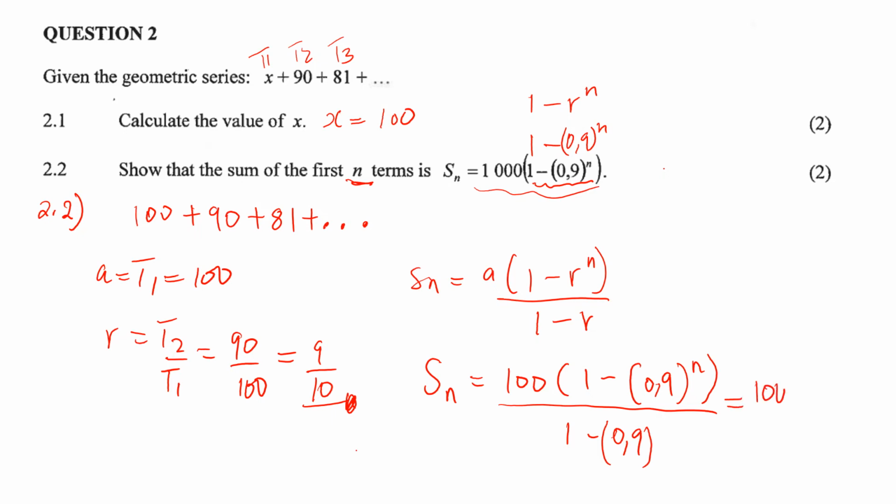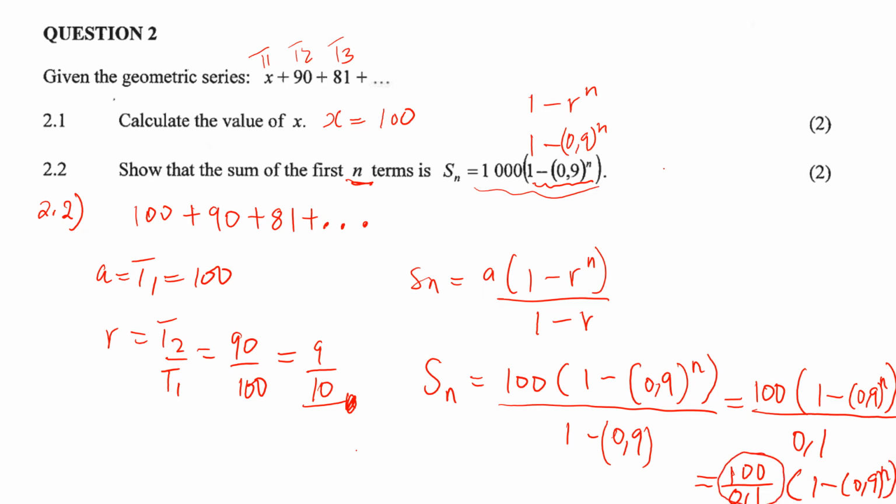So it's going to be 100 into 1 minus 0.9 exponent n, all divided by 1 minus 0.9, which is 0.1. To finally simplify, we can say 100 divided by 0.1, open brackets, 1 minus 0.9 exponent n. So what is 100 divided by 0.1? When you simplify that, it will give you 1000 into 1 minus 0.9 exponent n. So we have finally expressed this as they wanted it.